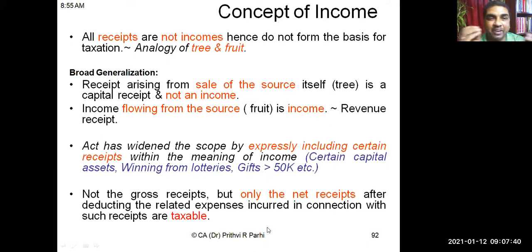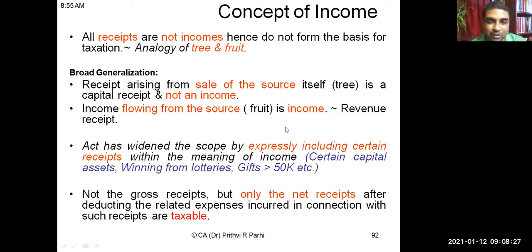As I told you, to distinguish what is a revenue receipt and what is a capital receipt, please compare it with the tree and fruit situation. Receipt arising from sale of the source, that means if the source itself is sold, is a capital receipt. Normally, it's not income. But income flowing from the source, just like a fruit, is income because that is a revenue receipt. That is a normal thumb rule. Receipt from sale of the source is not income because it's a capital receipt, but income generated from that source is revenue income, which is 100% income.